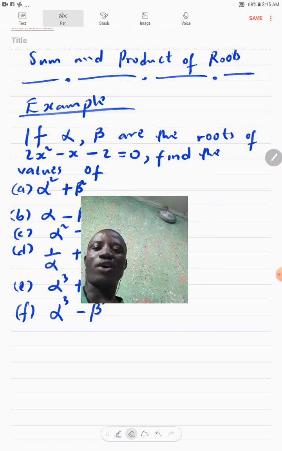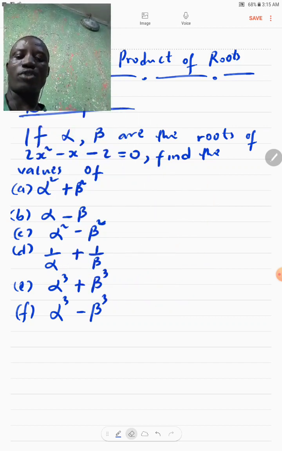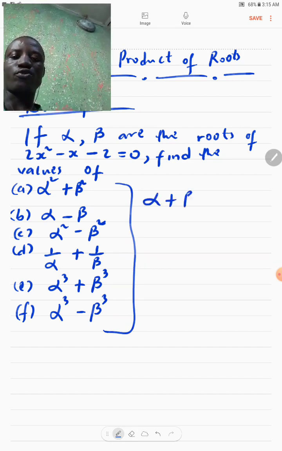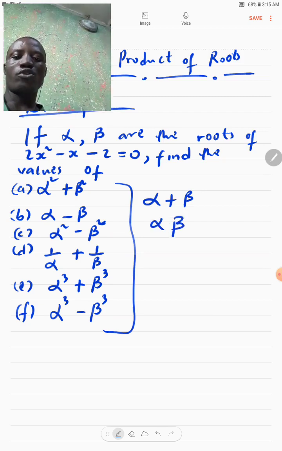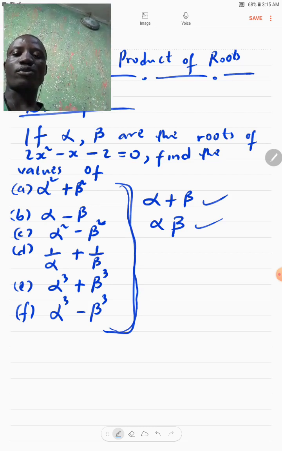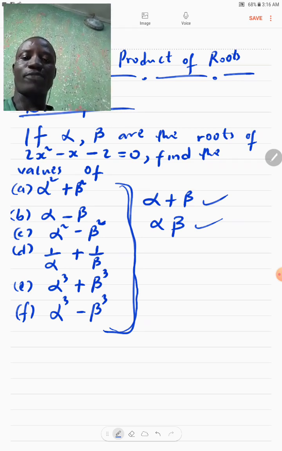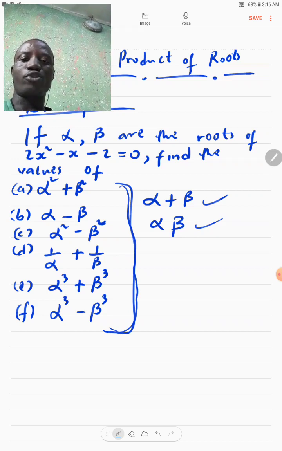In the last class we already looked at sum and product of roots. I showed you how you can express expressions that contain the roots of a quadratic equation as sum of roots and product of roots. After you have gotten your sum of roots and product of roots, you express the expression in terms of alpha plus beta and alpha beta, and then you start substituting their values in the simplified expression. That's exactly how we are going to approach this example.